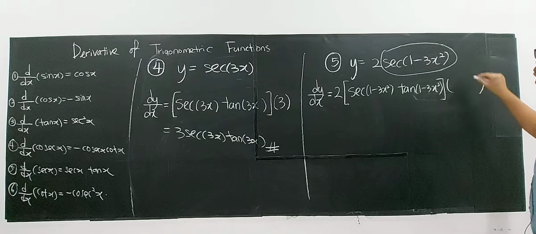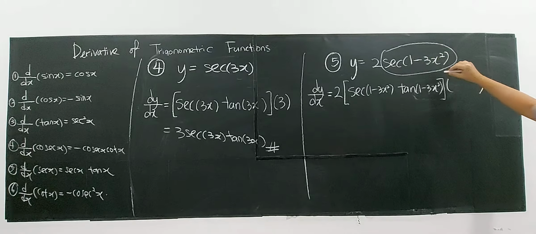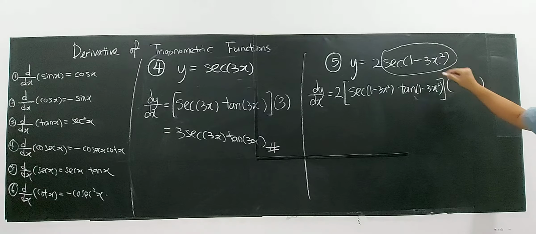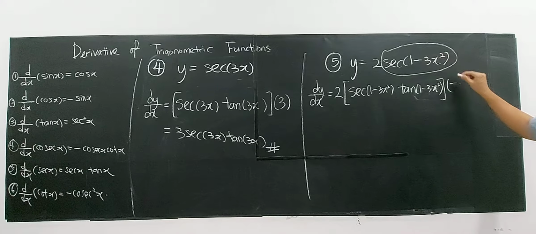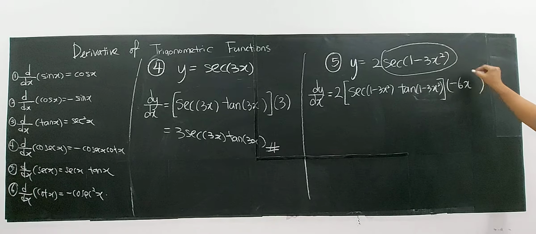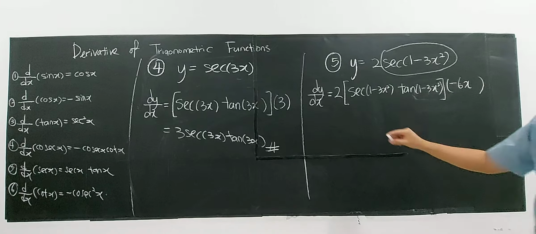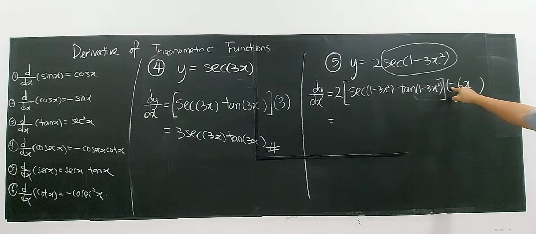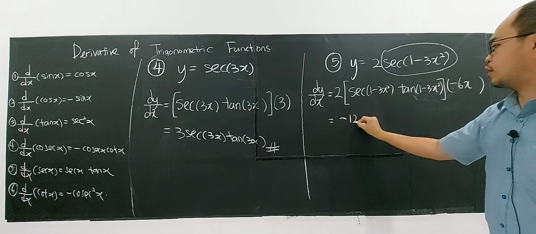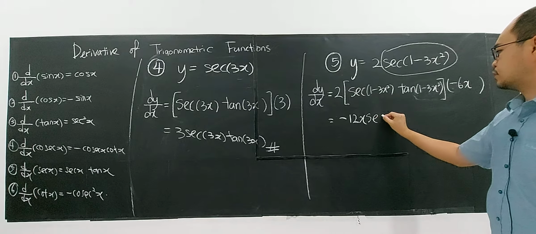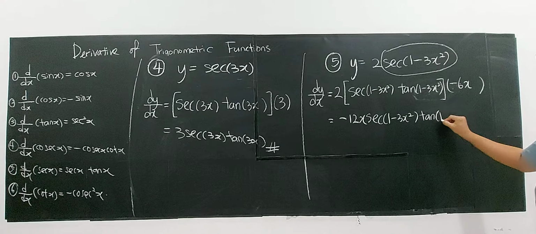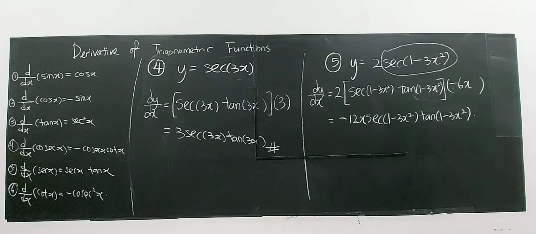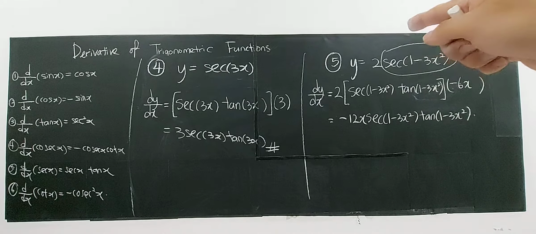Followed by differentiating the angle inside there, right? Differentiate 1, you get 0. Differentiate negative 3x squared, basic rule: negative 2 times 3, 6x, 2 minus 1, so 1. So this will be your answer. You get negative 6 times 2, negative 12x secant 1 minus 3x squared, tangent 1 minus 3x squared. That's the derivative of this function.